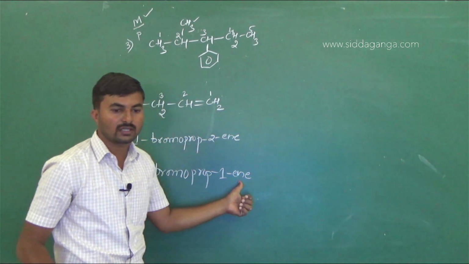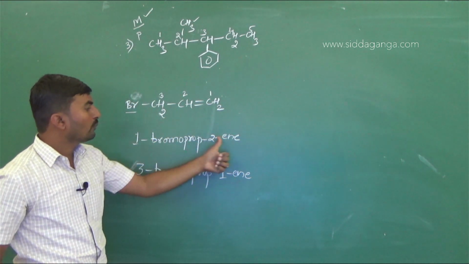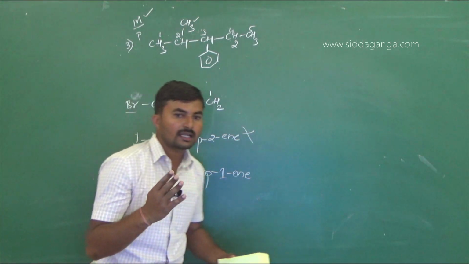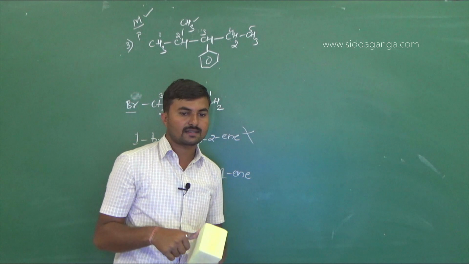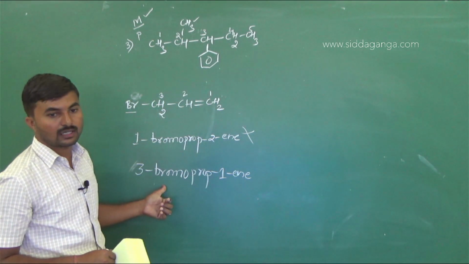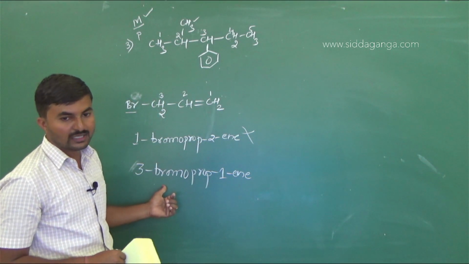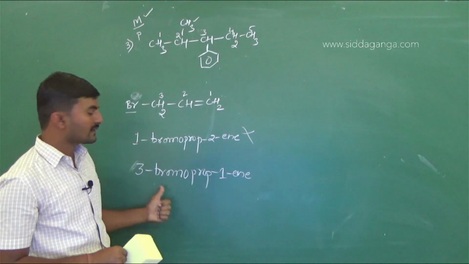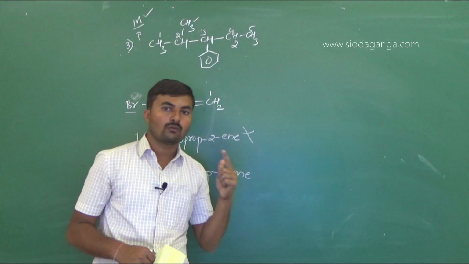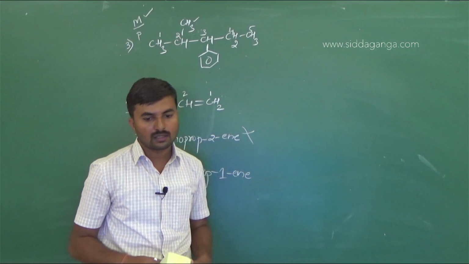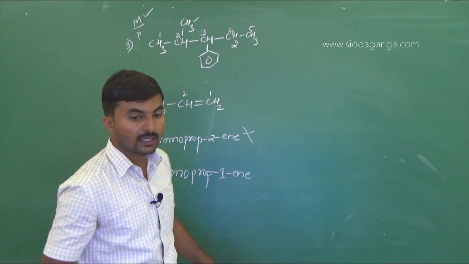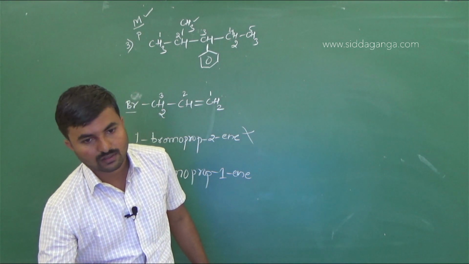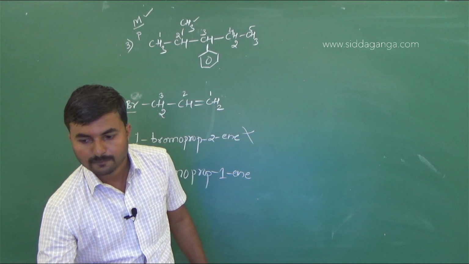But what they have given here, 1 bromo prop 2 ene, that is the wrong match, because this nomenclature is not according to the IUPAC system. The actual name for that particular compound is 3 bromoprop 1 ene or 3 bromopropene. So for this particular question, which is the correct option? The second option. Okay, so the next question.